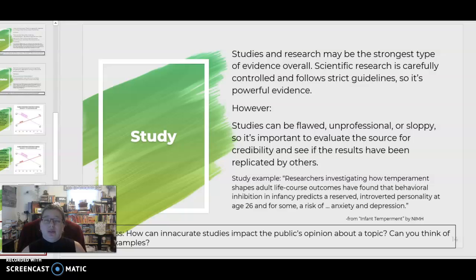And yet people still use that study all the time in order to promote the anti-vax movement. So you do have to be careful a little bit with studies just to make sure that they are following appropriate scientific protocols. So this is an example of what a study would look like in an argument if you were trying to identify this as a piece of evidence.